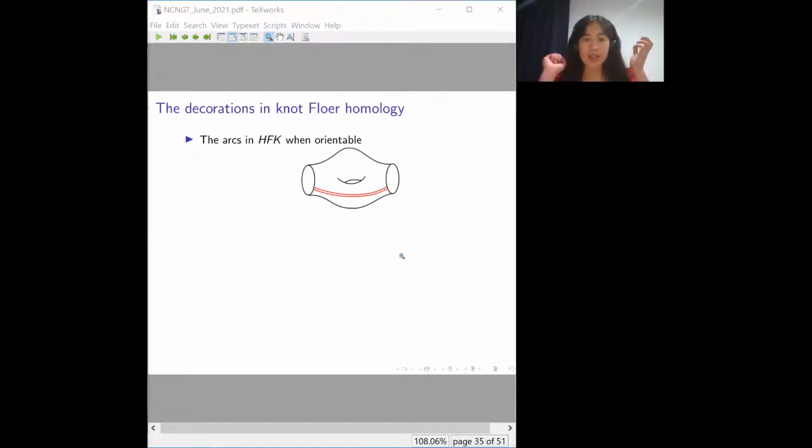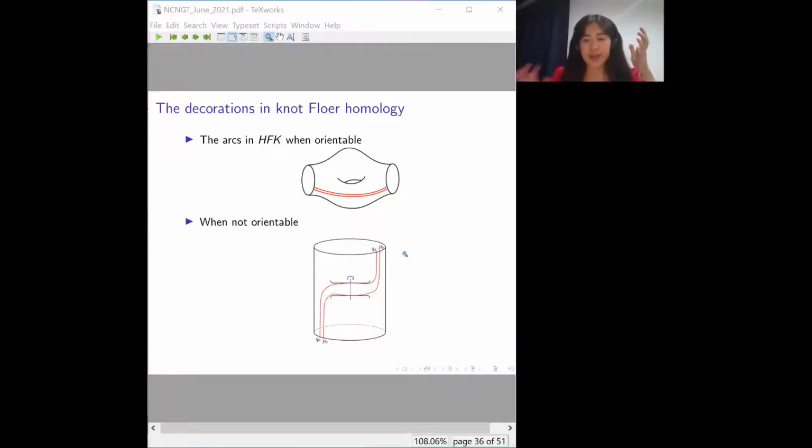And in order to induce well-defined maps, these arcs must divide the surface into orientable pieces. So in the orientable case, where you have an orientable surface, we can just take a pair of parallel arcs running from one end to the other. And since the surface is already orientable, all the pieces are going to be orientable, implicitly this is what we were doing in the argument before.